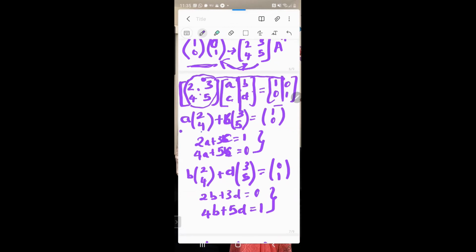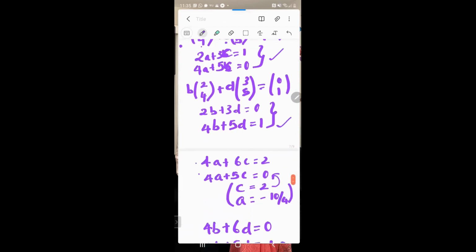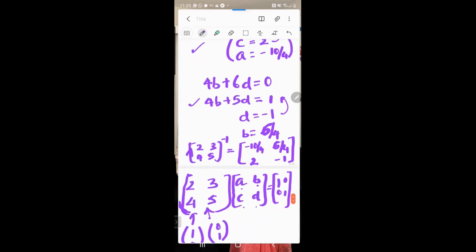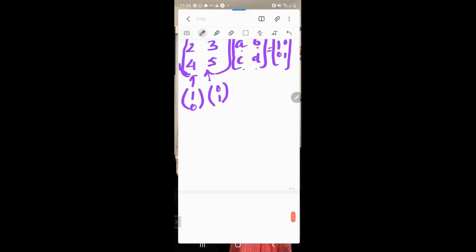First, I multiplied A with 2, 4, C with 3, 5, and I got 1, 0. Then I multiplied B with 2, 4. Then I multiplied D with 3, 5, and I got 0, 1. Then I went and solved these two linear equations that I got using elimination. And I found that this is the inverse of this matrix. Does that make sense? Okay. So this is the general direction along which you can go.